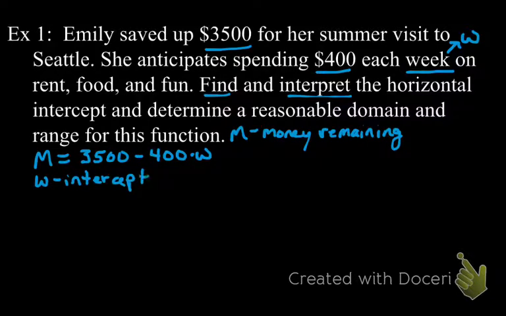And if you remember the way we find intercepts, if we want the w-intercept, which is our input, we would have something, the w value, comma 0. And that means we're going to replace the m with a 0. So we're going to have 0 equals 3,500 minus 400w. Now, basically this allows us to solve our equation.